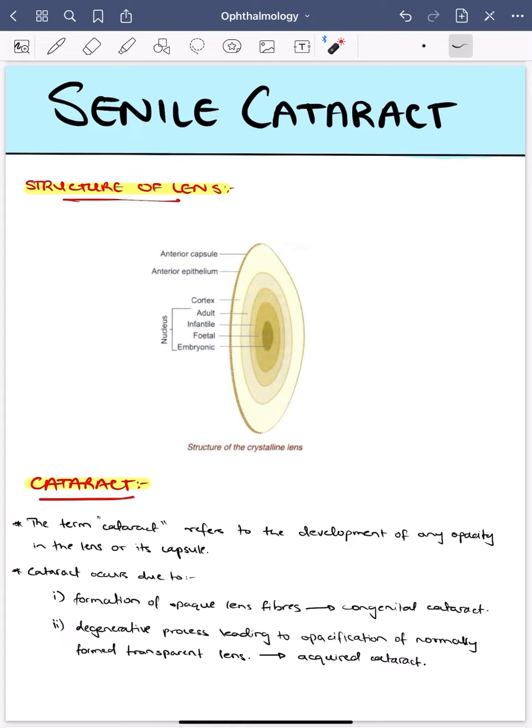Now, the definition of cataract. The term cataract refers to the development of any opacity in the lens or its capsule. So this is the development of cataract.